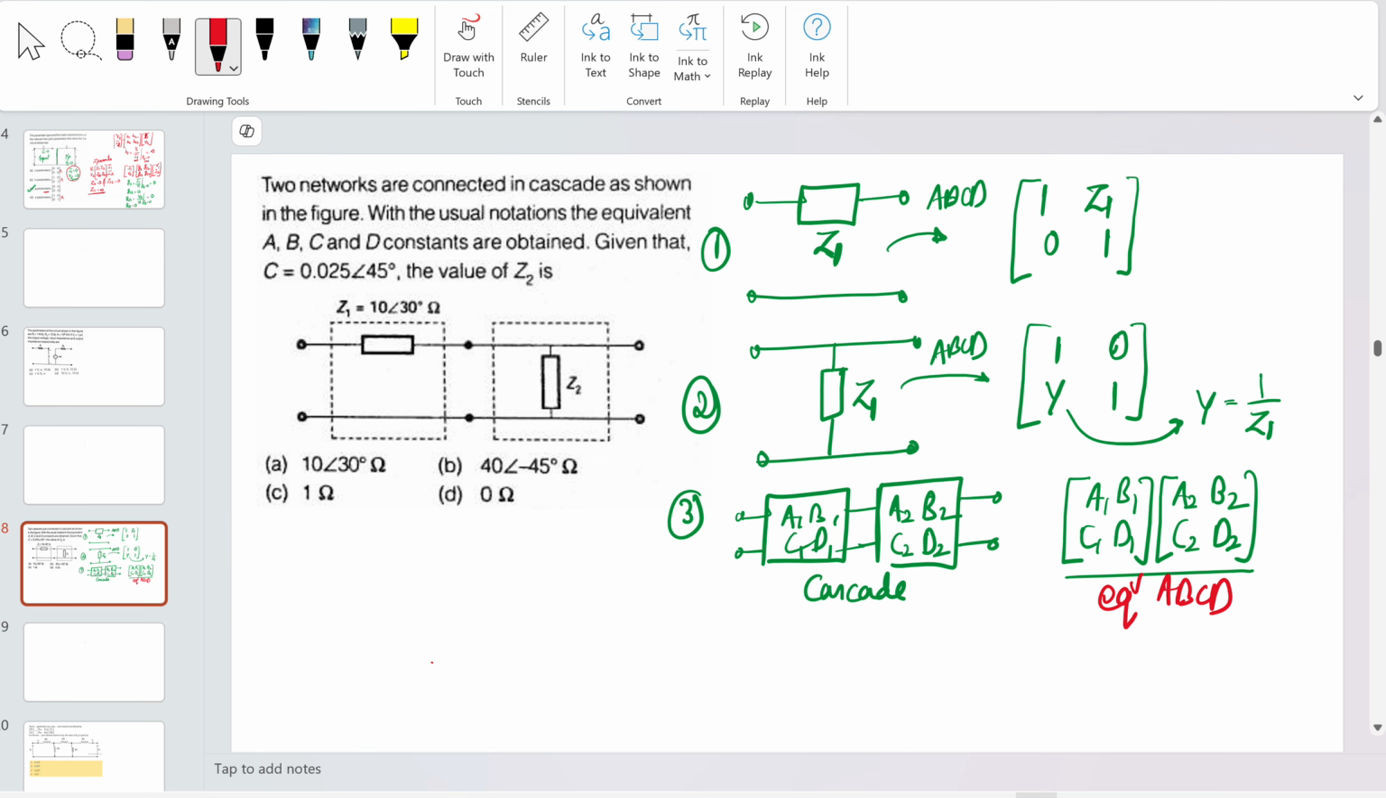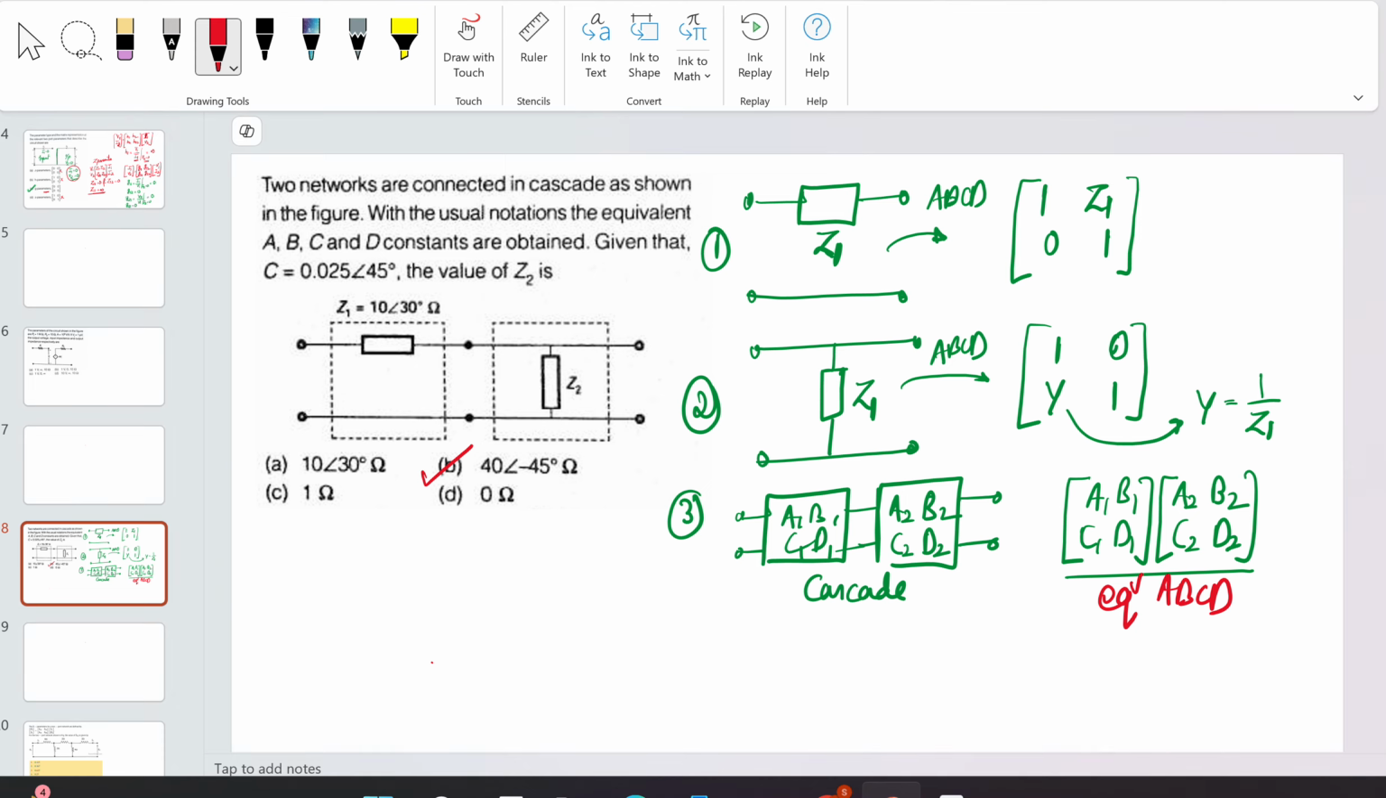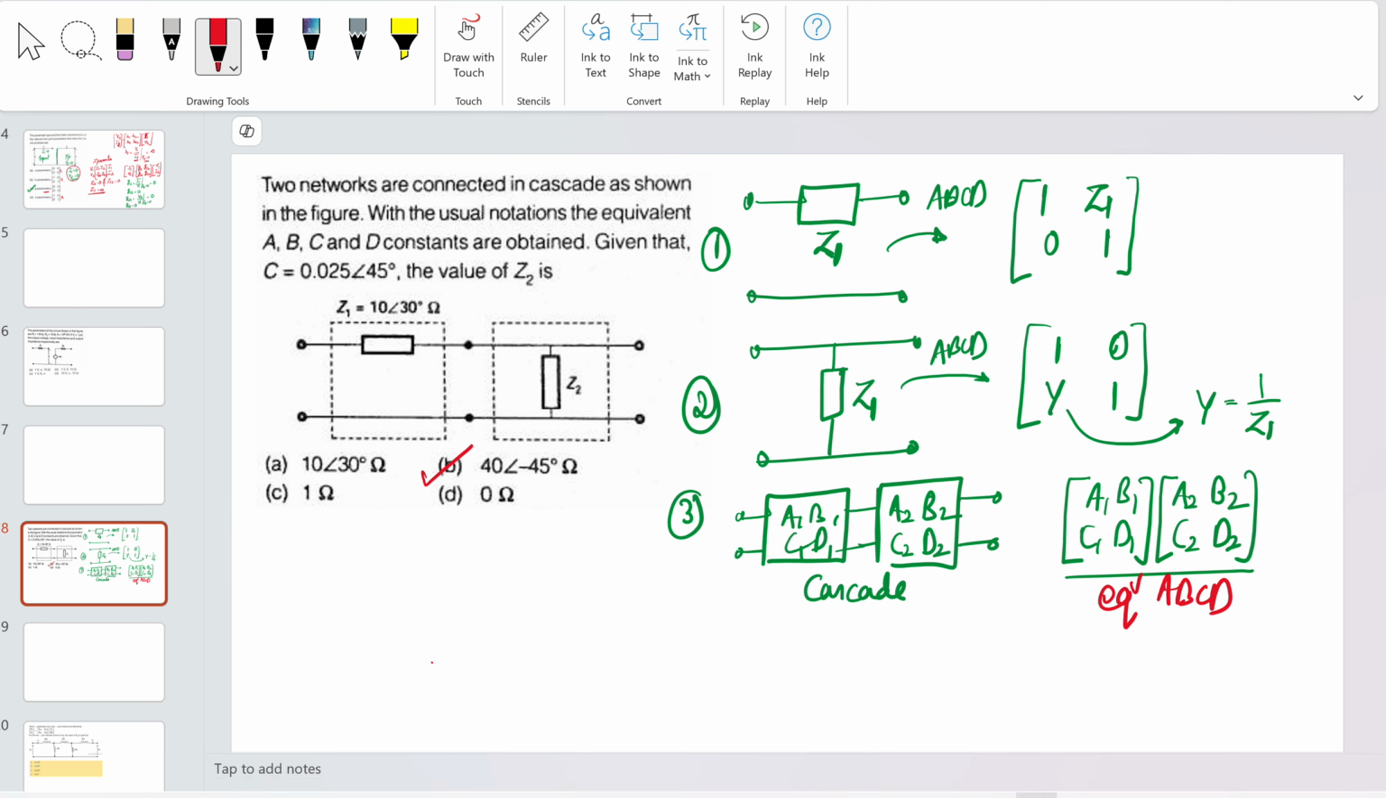Okay, I got the answer as option B. That's actually correct. Option B is correct. So let me give the solution for this problem. In a similar manner, you already got this 1, z1, 0, 1, and it could be multiplied. We have the equivalent like this: 1, z1, 0, 1, and the second is 1, 0, 1 by z2, 1.